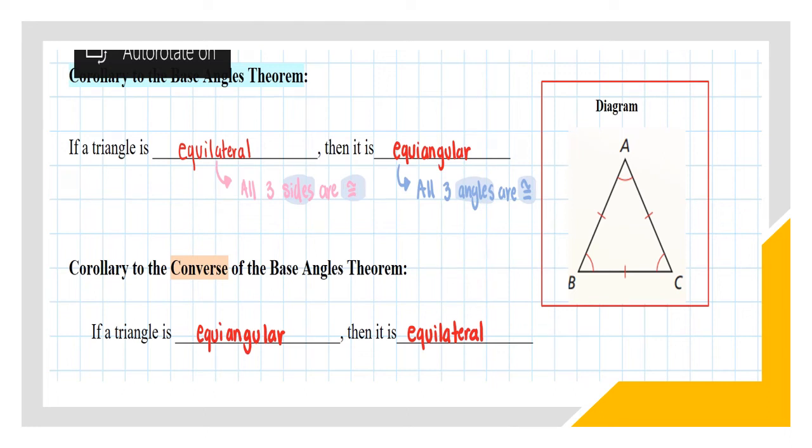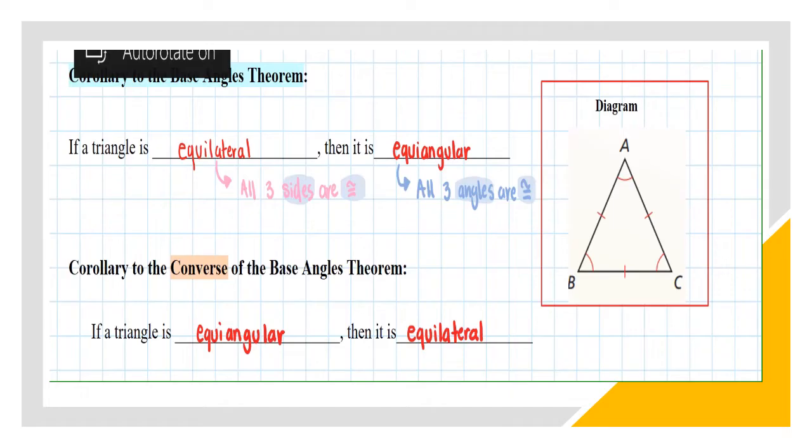Earlier this week, we saw isosceles triangles, so we're going to be talking about equilateral triangles. From isosceles triangles, we were able to get two theorems, the base angle theorem and also its converse. From there, we're able to get two more theorems for equilateral triangles.